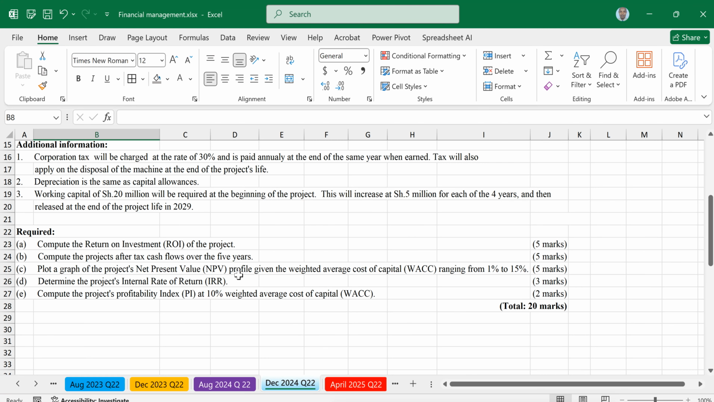Required: compute the return on investment of the project, compute the project after tax cash flows over the 5 years, plot a graph of the project net present value profile given the weighted average cost ranging from 1% to 15%, determine the project's IRR, and compute the PI at 10% weighted average cost of capital. That is a total of 20 marks in this sitting.